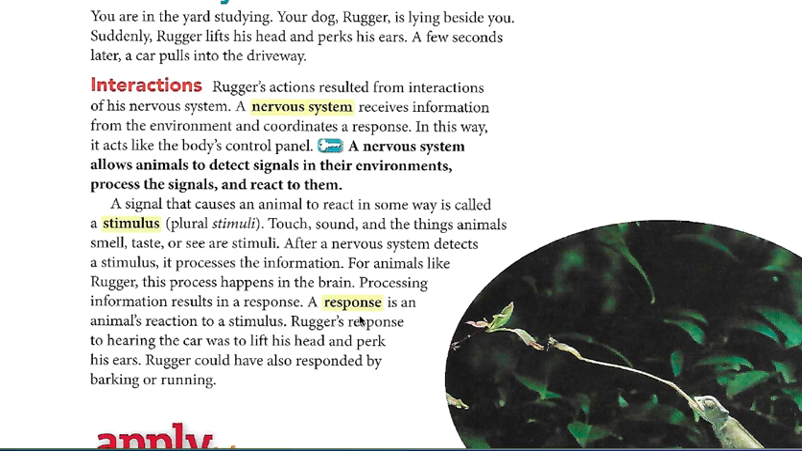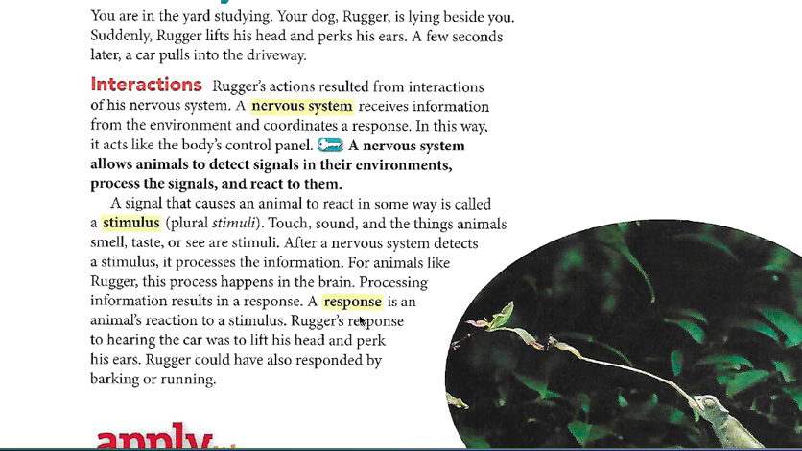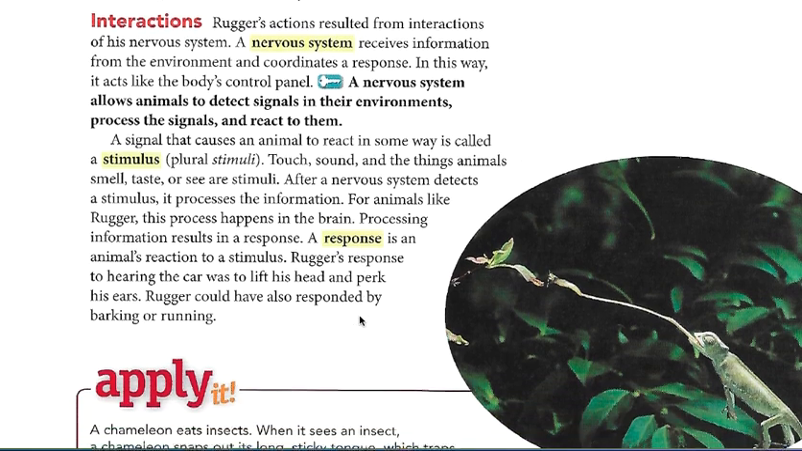After a nervous system detects a stimulus, it processes the information. For animals like Rugger, this process happens in the brain. Processing information results in a response. A response is an animal's reaction to a stimulus. Rugger's response to hearing the car was to lift his head and perk his ears. Rugger could have also responded by barking or running.